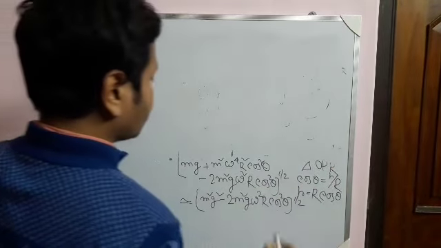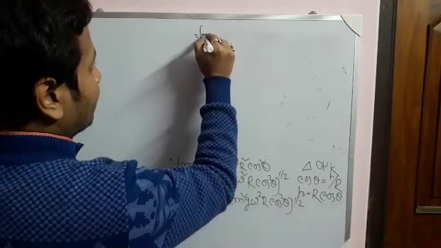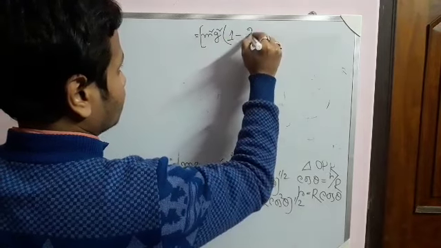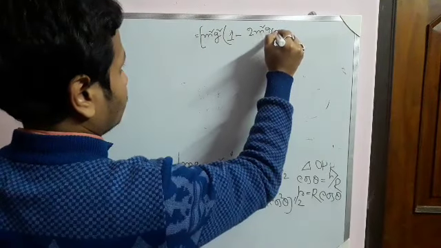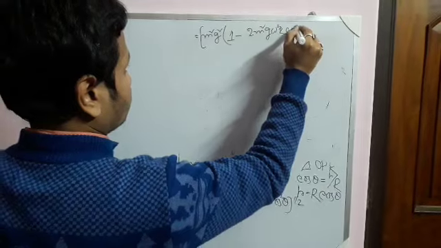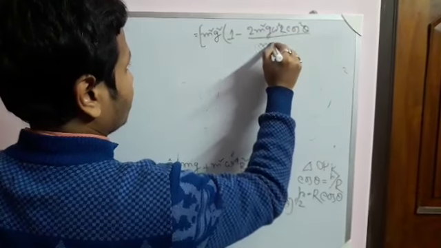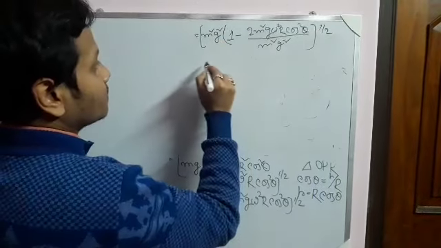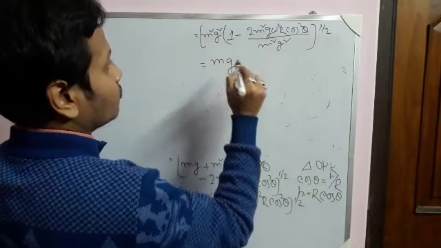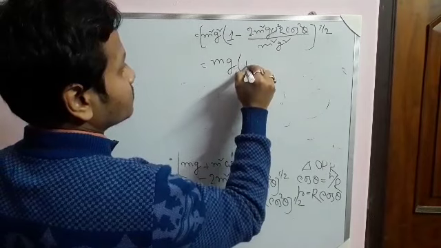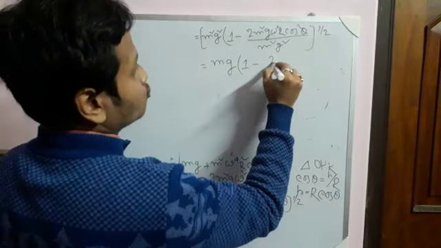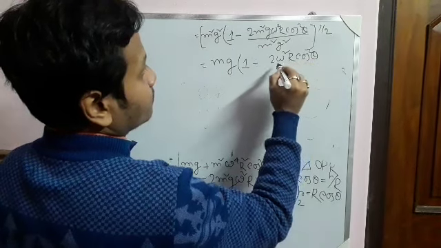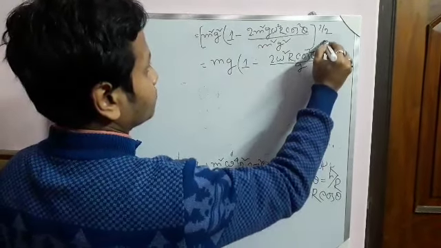So if we simplify it, or if we take m square g square common, then what we get is 1 minus 2m square g omega square r cos square theta by m square g square, whole to the power half. So this becomes mg, and this becomes 1 minus 2 omega square r cos square theta by g.